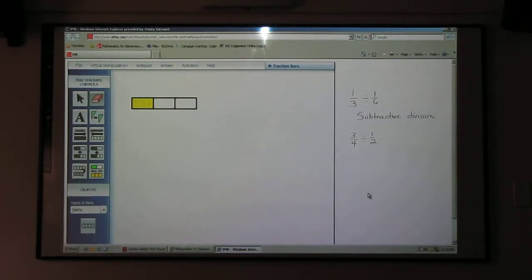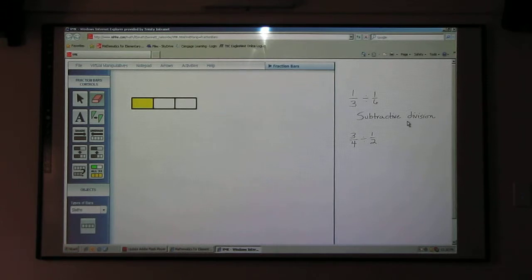In this lesson, we're going to look at dividing a fraction by a fraction. And in this one, we're going to use the concept of subtractive division. Just a really quick review. If you need more review than this, go back and look at the video on division. But subtractive division is that you start with the whole thing and you take out a piece at a time.